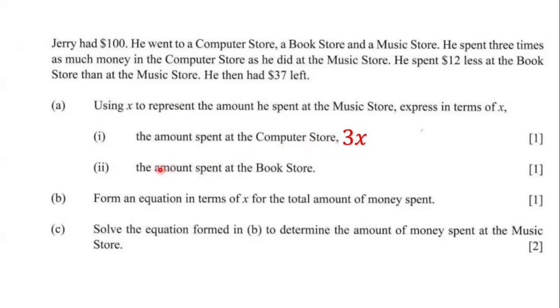Now we want to figure out the amount that he spent at the bookstore. Well, it said he spent $12 less at the bookstore than at the music store. So it's going to be X minus 12, because it's $12 less.